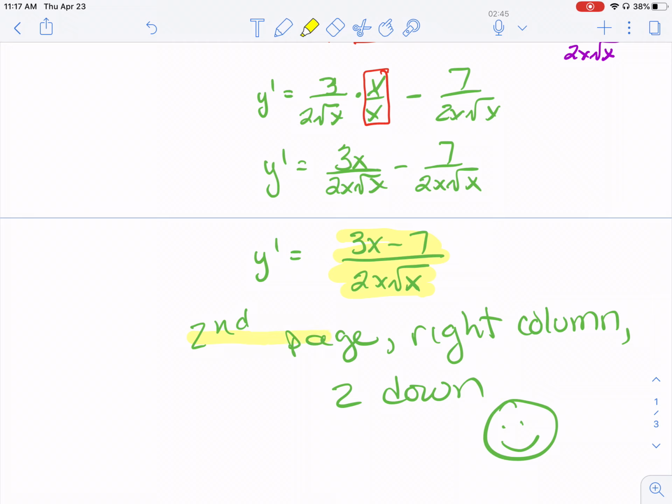And that turns out that one is there. Now I think it's on the second page, right column, second one down.